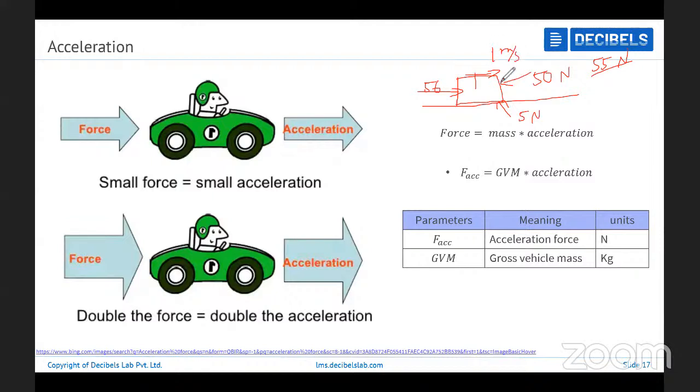I'm just assuming some number. If I make it 60 instead of 56, then it will start moving with 5 meter per second. I'm just assuming these numbers. If I make it 100, it will start moving with 50 meter per second.